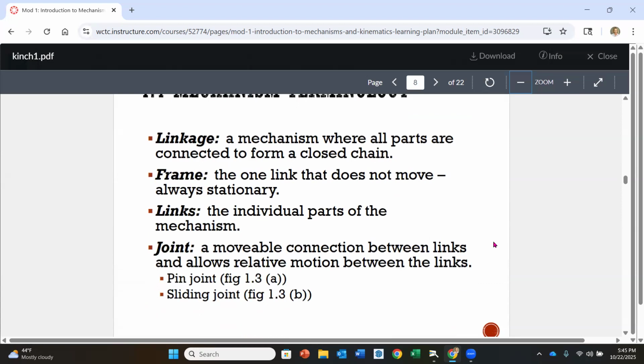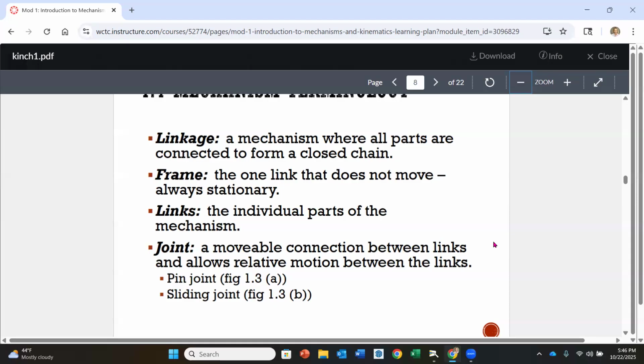So some of the terminology here, linkage. A linkage is going to be a mechanism where all of the parts are connected to form what we call a closed chain or a closed loop, okay? A frame member is going to be one of those links in the mechanism that doesn't move. It is always stationary. At times, we are going to be able to easily identify what is the frame on a mechanism. It might be bolted down, okay? So that's kind of obvious. It's not going to move. But other times, it might be an element that isn't necessarily bolted down.